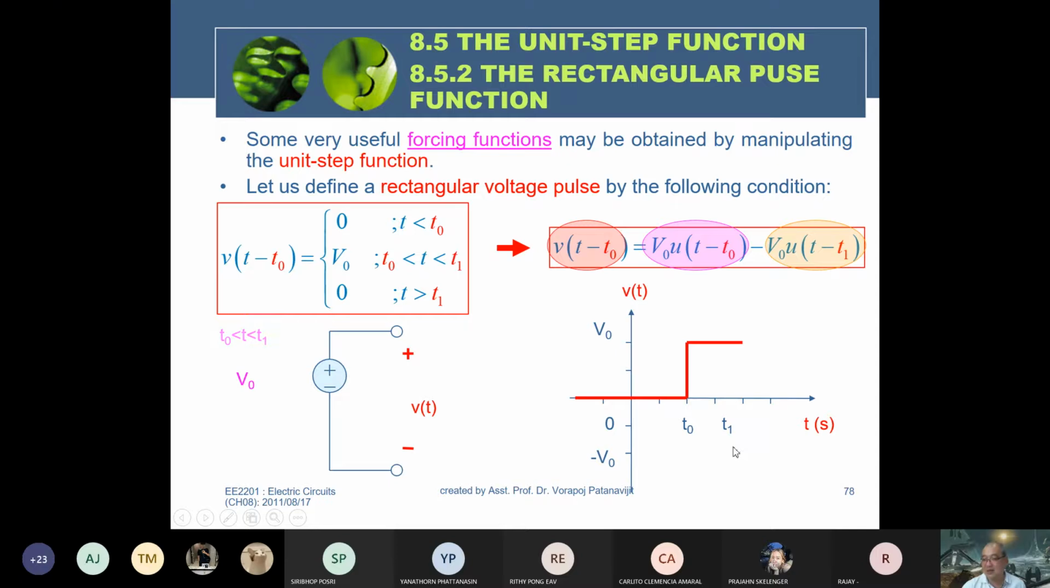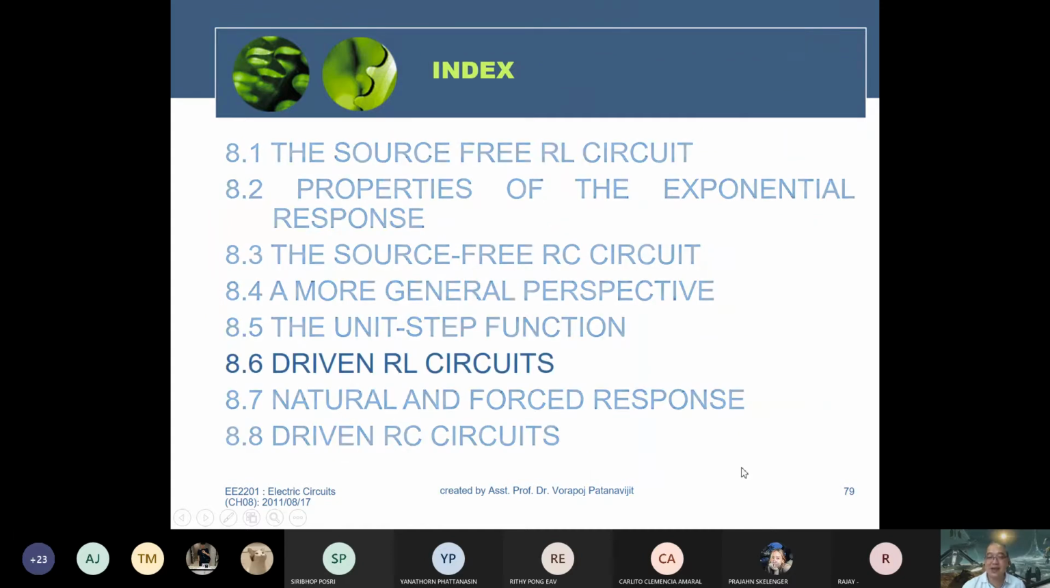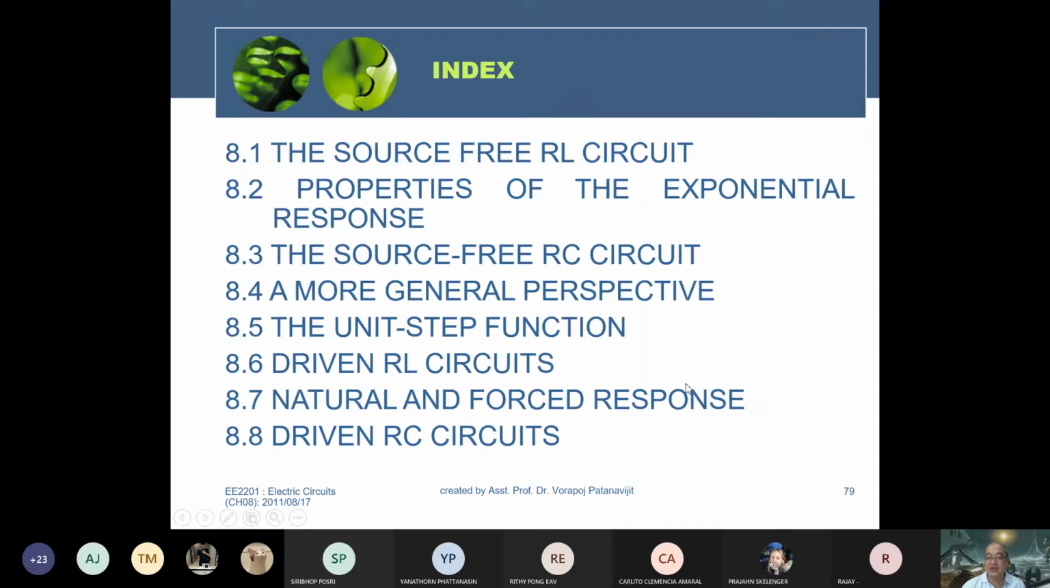For the last case, for time greater than T1, what happened? Both sources are activated at the same time, okay. The pink equals V naught, the orange equals minus V naught. Both of them have the same magnitude but reverse sign, so the sum of them equals 0. Therefore, you can create the rectangle shape by using the unit step function. Now, we will explain the unit step function more clearly.